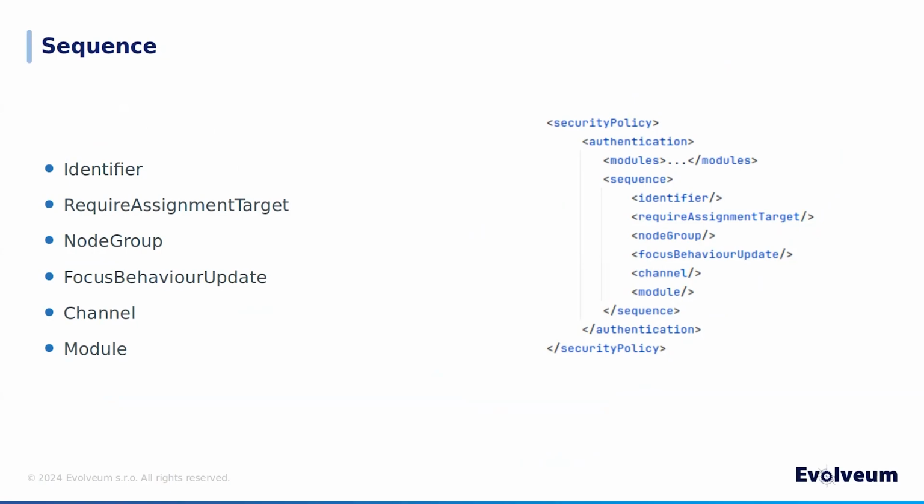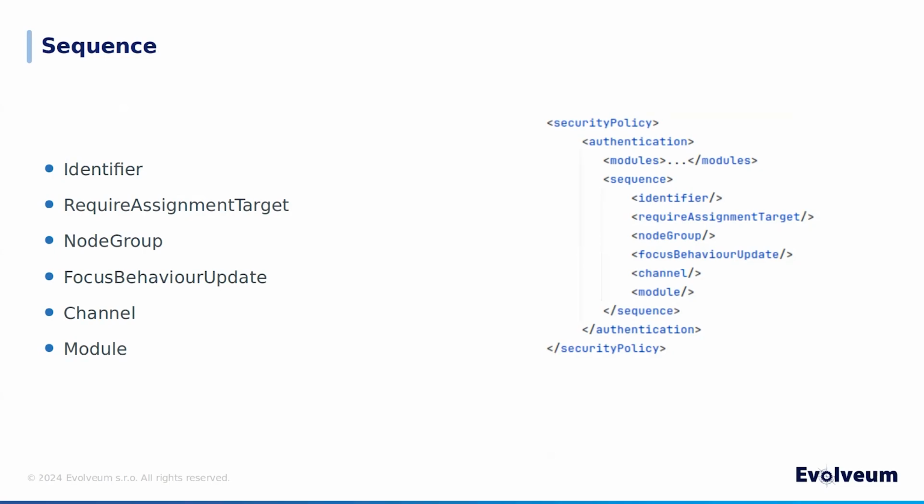The second basic part of the authentication configuration is the sequence. An authentication sequence consists of a chain of authentication modules. The sequence contains the following important attributes. The first is the unique identifier of the authentication sequence, same as for module. It is intended to give the system administrator an idea of the purpose of the sequence. It is not intended to be used as a user-friendly label.